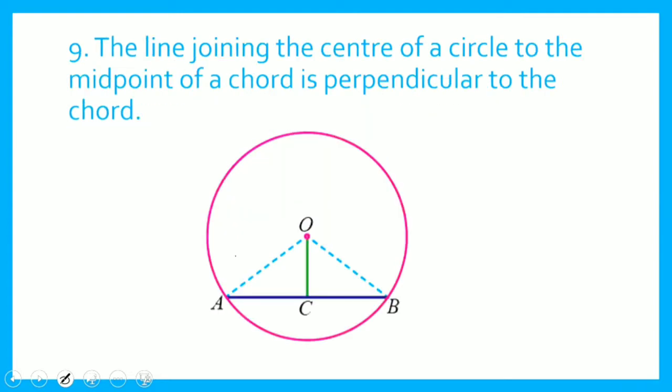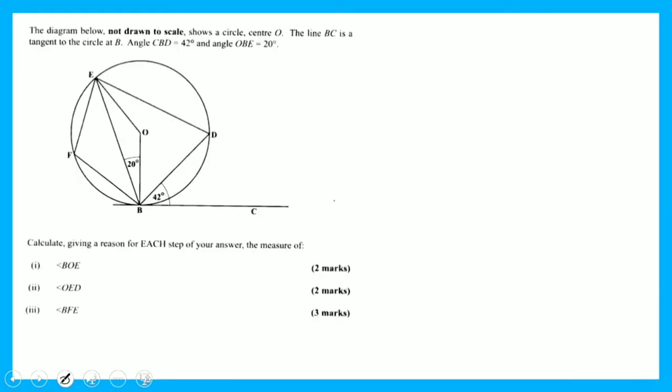And finally, the line joining the center of a circle to the midpoint of a chord is perpendicular to the chord. Have to be. All right. So this is the chord. This is the middle of the chord. If you draw a line from the center of the circle to the midpoint of that chord, it has to be perpendicular to it. You can put another chord up here. Find the middle of it, and I draw a line from the center to it that has to form 90 degrees. So that's that, and we go straight to the CXC questions.